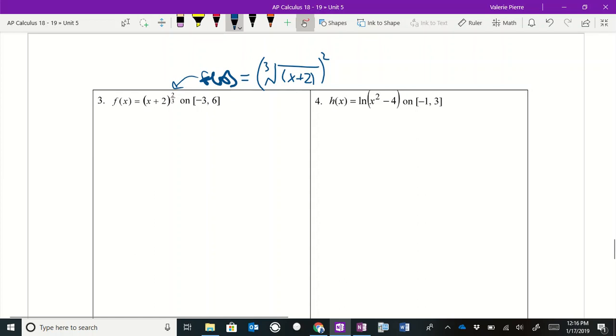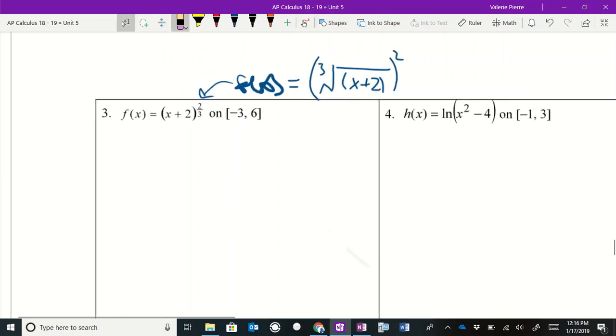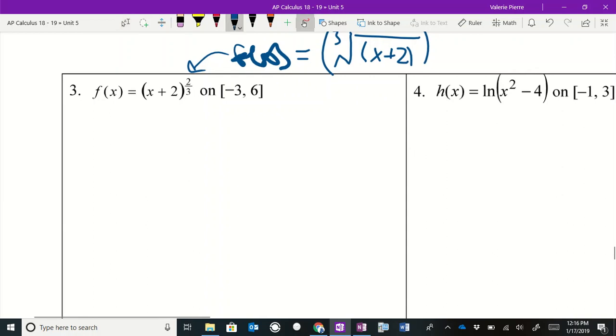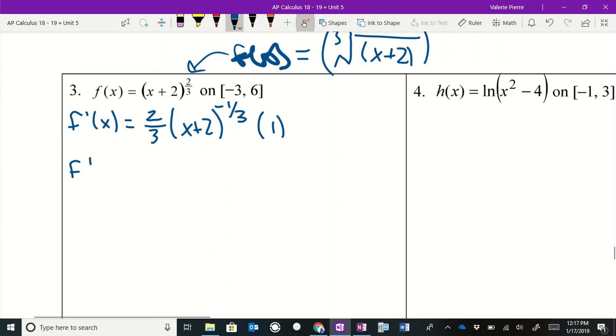Okay, so what we need to do is find the derivative of this function. So f prime is equal to 2/3 (x plus 2) to the -1/3, chain rule times the derivative of the inner, which is 1. So f prime of x is equal to 2 over 3 times the cubed root of x plus 2.